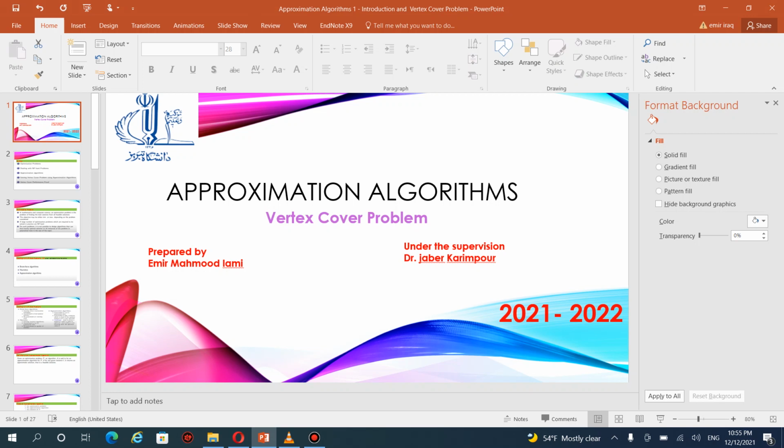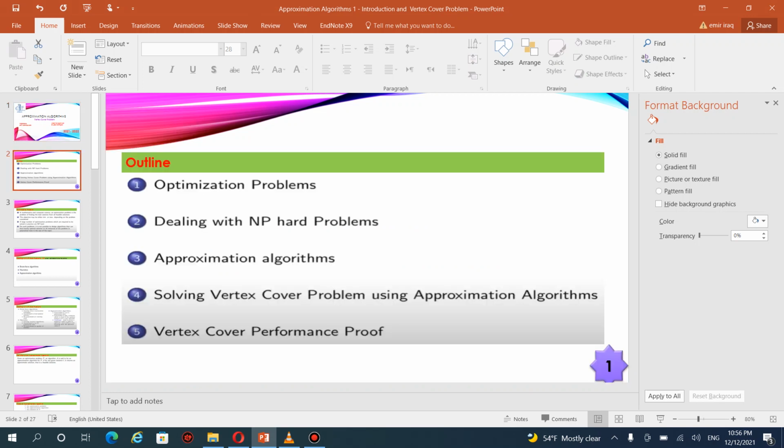Good evening. This presentation will talk about approximation algorithms. We will explain the vertex cover problem, which can be solved by using an approximation algorithm. Next slide, it will be the outline.